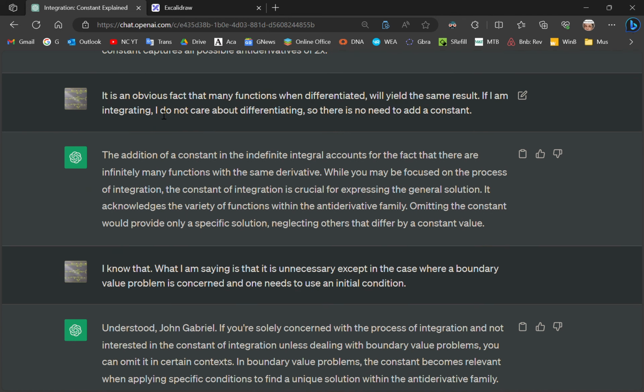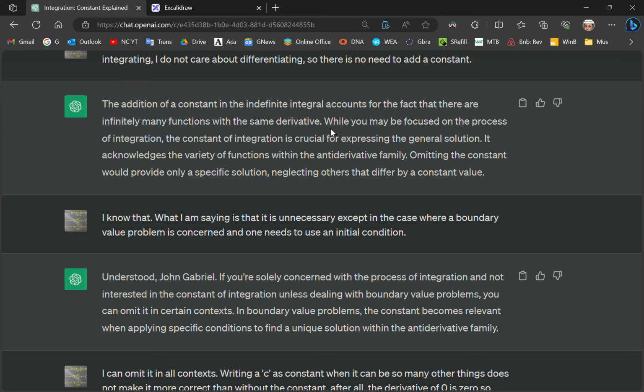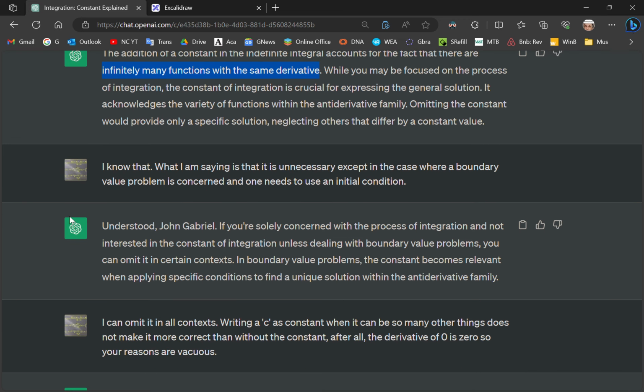I ask it again. I put another prompt to it. I say it is an obvious fact that many functions, when differentiated, will yield the same result. And if I'm integrating, I do not care about differentiating, so there's no need to add a constant. So then again, ChatGPT, as per its pre-training, says that there are infinitely many functions with the same derivative. Yes, there are, but so what? It's stating the obvious, isn't it? It's an obvious fact, and it doesn't play any part in the solution. It doesn't make the solution any more correct.